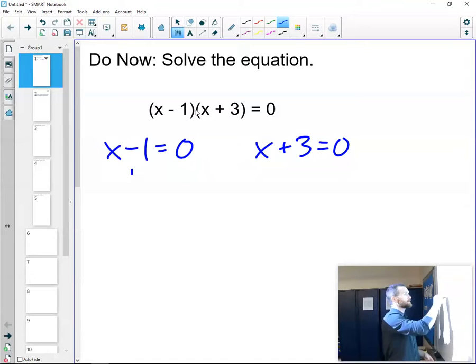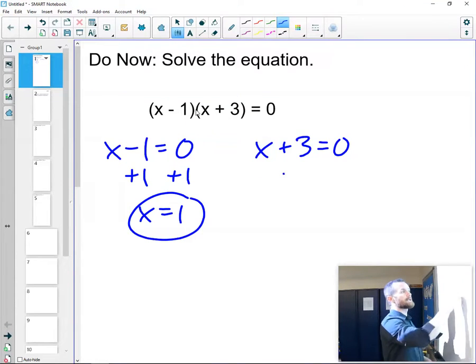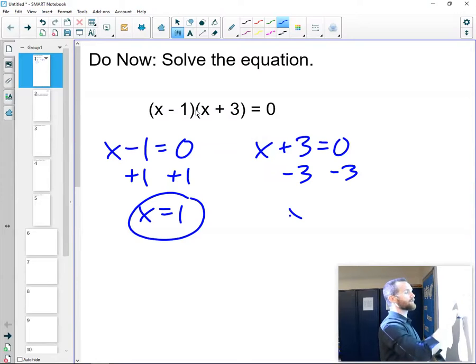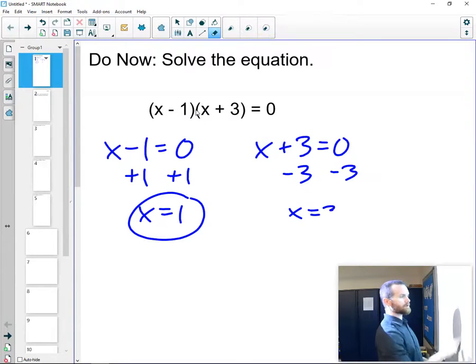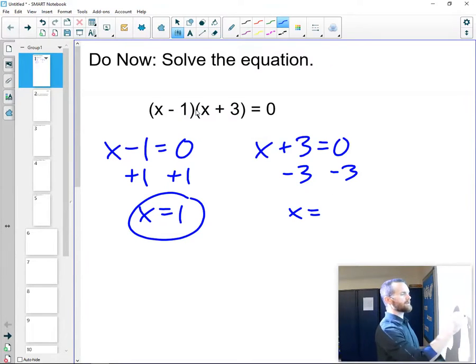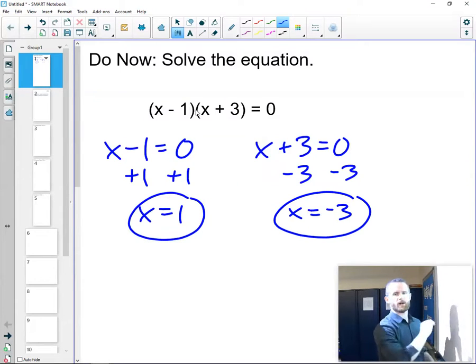Then we just solve. So I add 1, get my first solution is x = 1, take away 3, and we get x = -3 as our second solution. Now, if you're able to skip some of these steps, that's a good thing. I'm just showing all of my work.